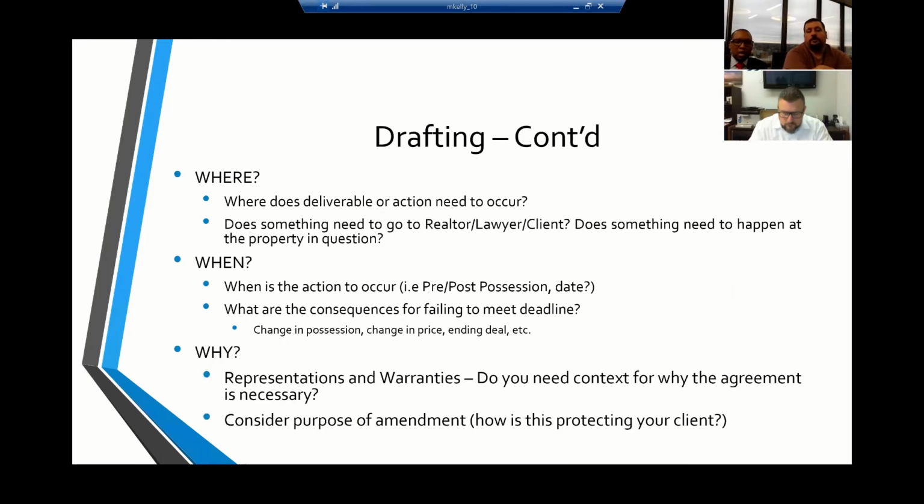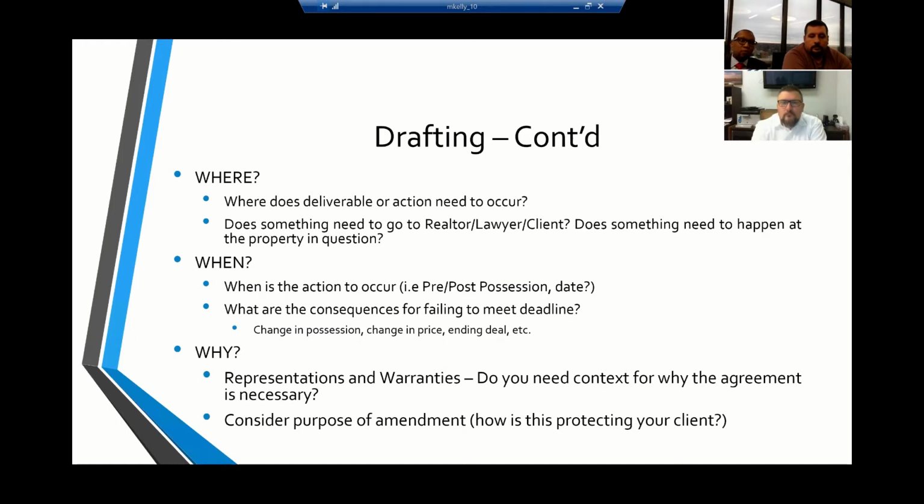Looking at where this has to occur: is there something that the realtors or the lawyers have to confirm or get, like receipts, things like that? When is it to occur? Is it something that's supposed to occur prior to possession? Is there maybe a time frame post possession that something can occur, for example, if there are contractor schedules, etc.?